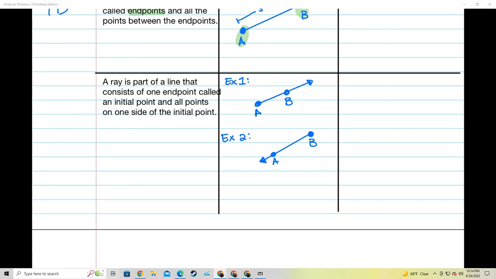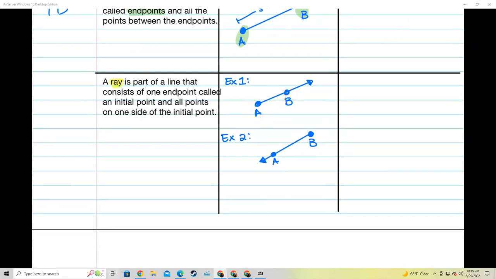So the vocabulary word for this one is ray. So I'm going to go ahead and highlight that in yellow. A ray is part of a line that consists of an endpoint called an initial point and all points on one side of the initial point. So check this out. On this one, this is considered an endpoint because if you notice, the dots are getting really, really close to A, and once it gets to A, it stops. So it's considered an endpoint. Point B is not an endpoint because when I start approaching B, I see B, but it keeps going. So B is not an endpoint, right? Like you're able to go right through B. So A is an endpoint, B is not an endpoint.